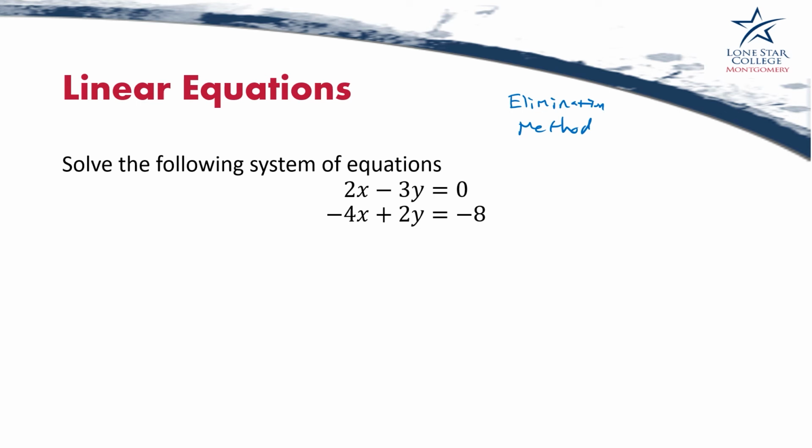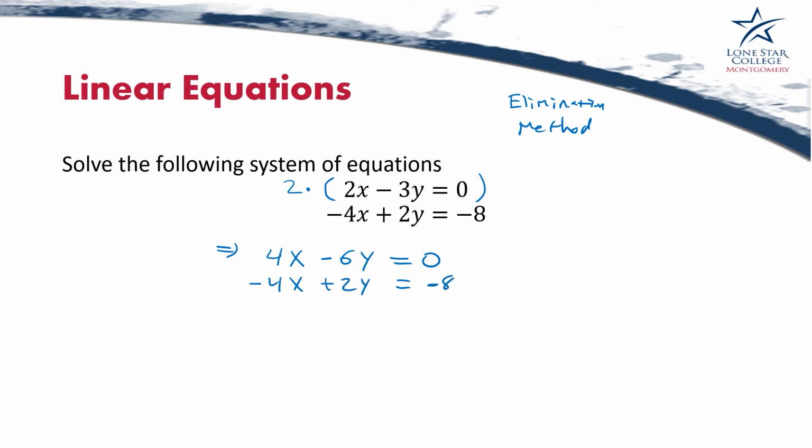If you look at x right away, 2 and negative 4, there's an easy way we can get rid of the x's. If we take the first equation and multiply it by 2, then 2x times 2 gets you 4x, and 4x minus 4x gets you 0. That can get rid of it right away. So let's go with that. When we multiply, we have to make sure we multiply everything in that first equation by 2. So 2 times 2x is 4x, 2 times negative 3y is negative 6y, equals 0 because 2 times 0 is 0, and then we rewrite the second equation exactly as it is.